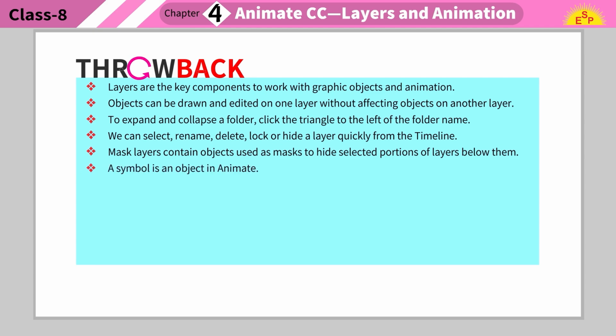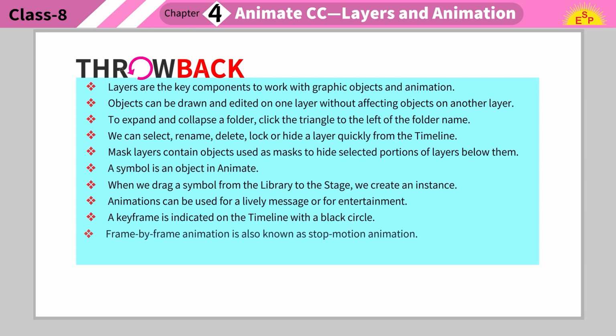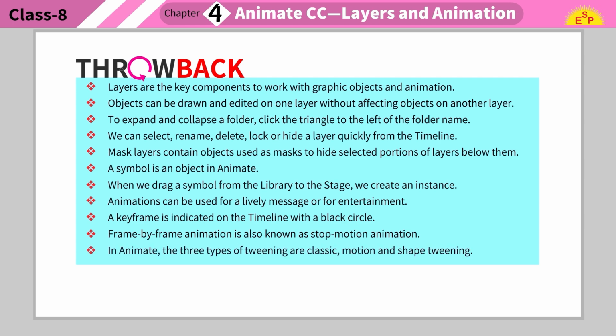A symbol is an object in Animate. When we drag a symbol from the library to the stage, we create an instance. Animations can be used for a lively message or for entertainment. A keyframe is indicated on the timeline with a black circle. Frame-by-frame animation is also known as stop-motion animation. In Animate, the three types of tweening are classic, motion and shape tweening.